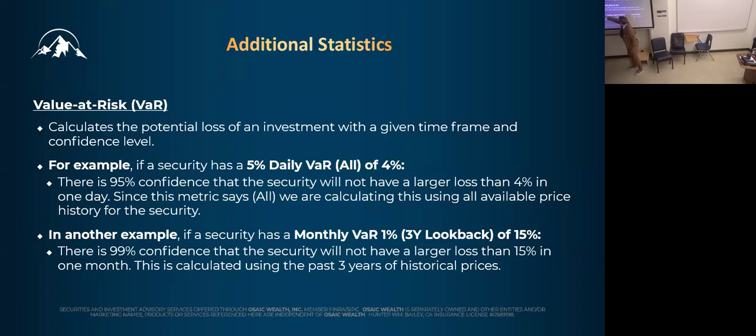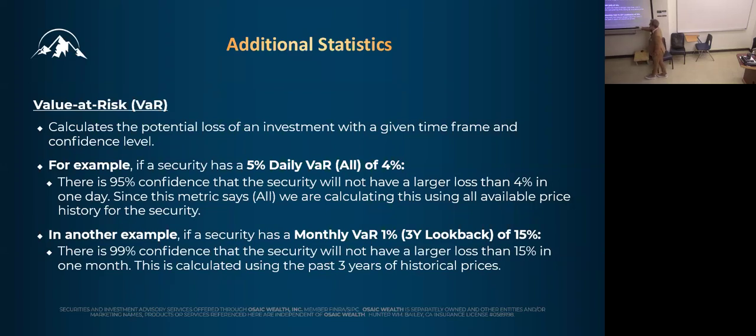Since this metric says all, we're calculating this using all available price history. So using all of the price history that we have, there's a 95% confidence that in a single day, it's not going to lose more than 4%. Of course, days are still going to step outside of that, and they're still going to happen. But it's kind of like a fancier way of saying standard deviation with a little bit more specific of a measurement.